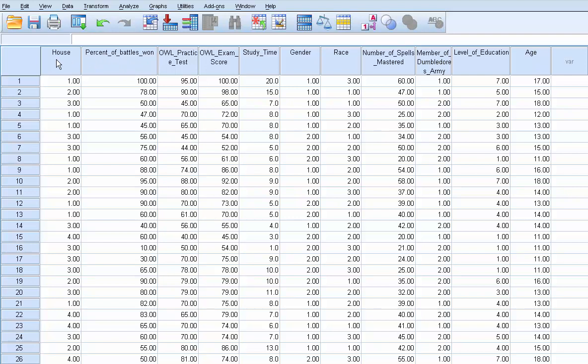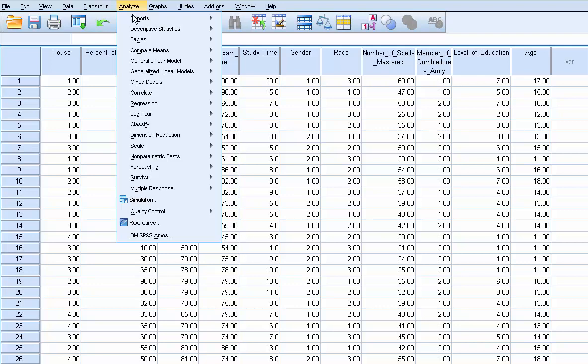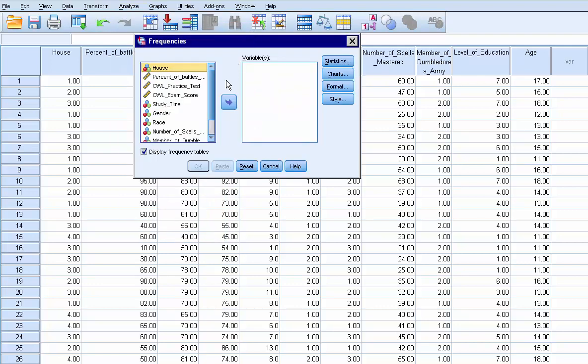Our house would be our IV, and there's 4 levels because you have 4 different houses. And the percentage of battles won is the dependent variable. So the first thing we need to do is check for normality on percentage of battles won. So we go to Analyze, Descriptive Statistics, Frequencies.